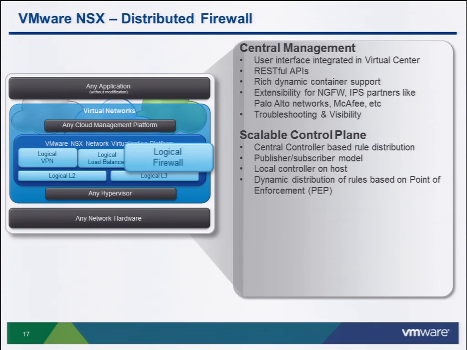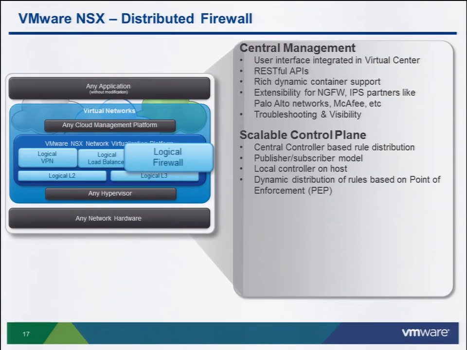Now we have centralized management, one place, right? And then we have tens of thousands of points of enforcement in the firewall, right? So what is key in the middle is the scalable control plane, which takes that centralized rule set and sends all the right rules to the right VM. So this is very key here, right?